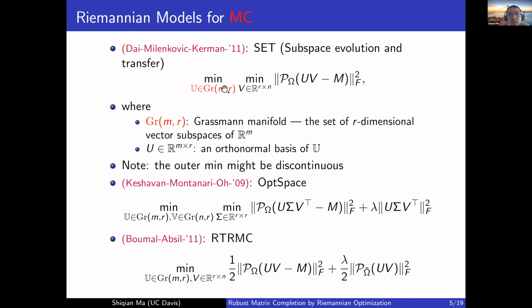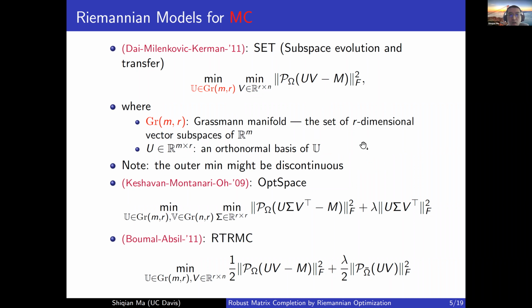Okay. Now let me just explain these notions. So this notation denotes the Grassmann manifold. It is the set of R-dimensional vector subspaces of R^m. So this U here is a subspace. Okay, and here in the objective function, we use a matrix U. So what is the matrix U? This matrix U is an orthonormal basis of this subspace. Okay, so these are the explanations of these notions.